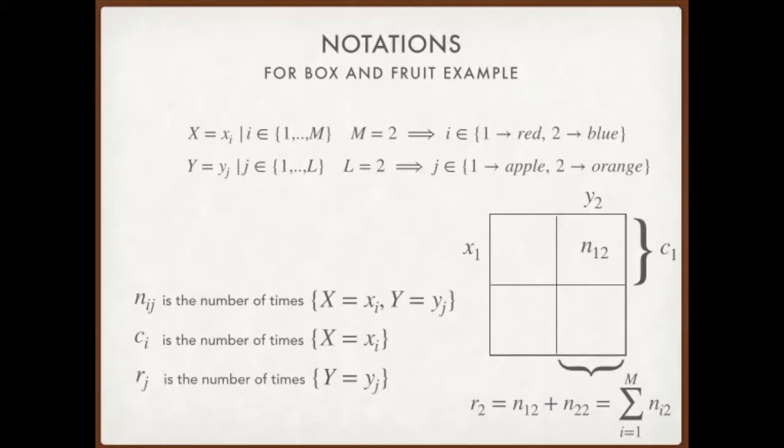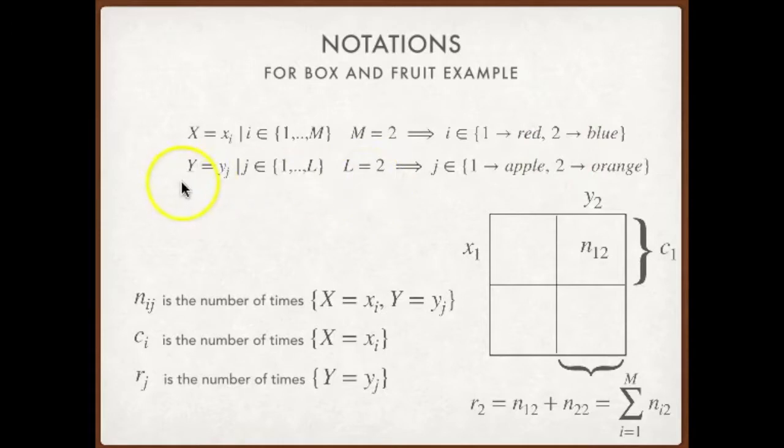This understanding of random events and random variables allows us to introduce notations that will be used to develop further insights into probability theory. Let us denote the random variable for box selection by x. It can take one out of m values, x1 to xm. In our fruit and box example, m equals 2, where x1 represents the red box and x2 represents the blue box.